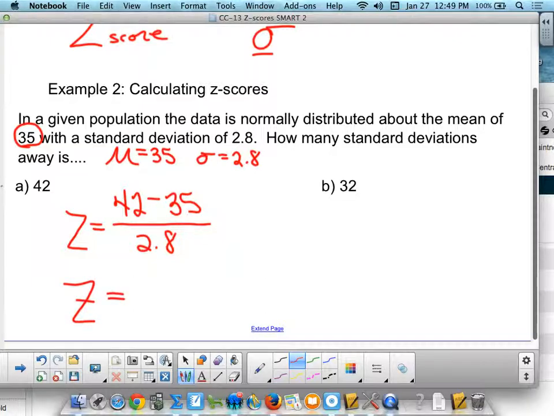Your z-score is 2.5? Okay. 2.5. Is that good or bad? No, it's good. Yeah.